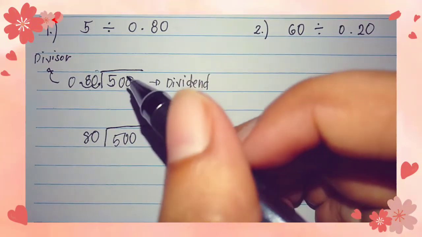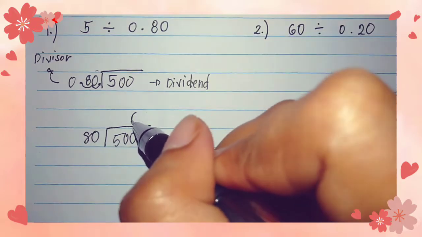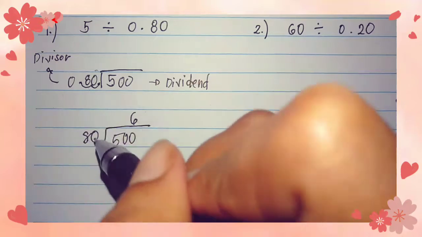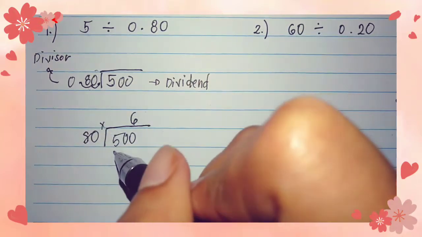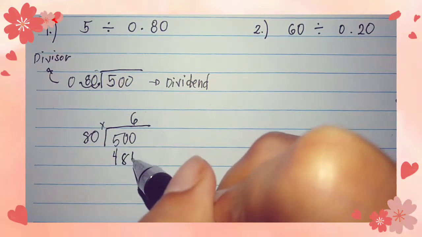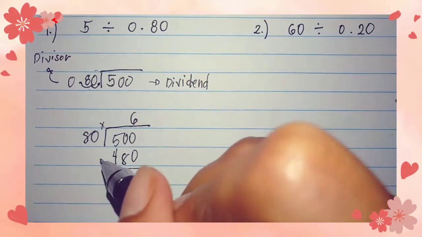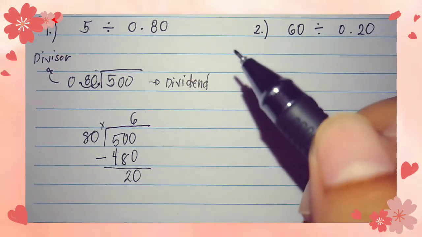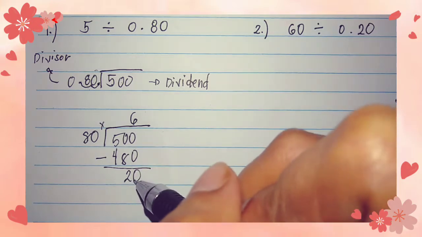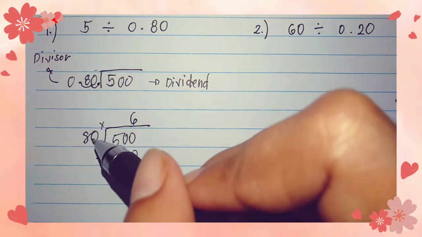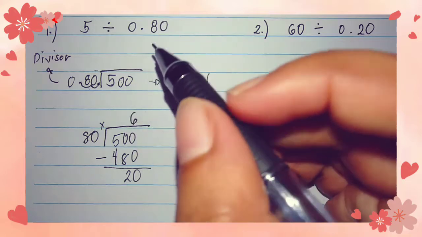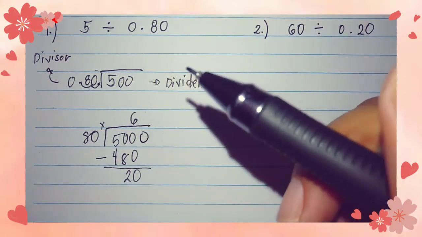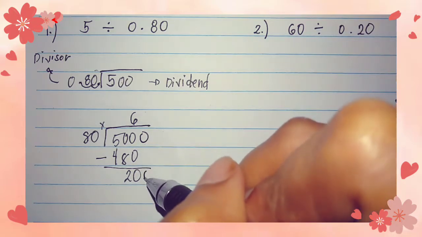And, we come up with the answer as 6. Ay, 6 na yung ating sagot. So, we have 6 times 80 is equal to 480. And then, 500 minus 480 is equal to 20. Alright? And then, right after that, since si 20 ay hindi maidi-divide ni 80, what are we going to do is to put 0 or add lang tayo ng 0. Yan. So, ibaba din natin yung 0.